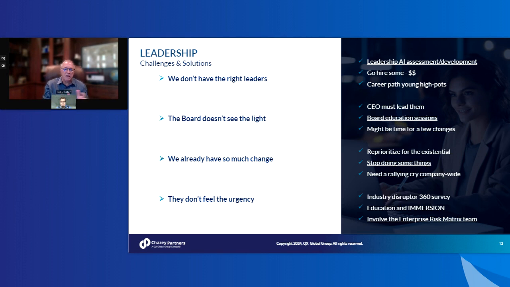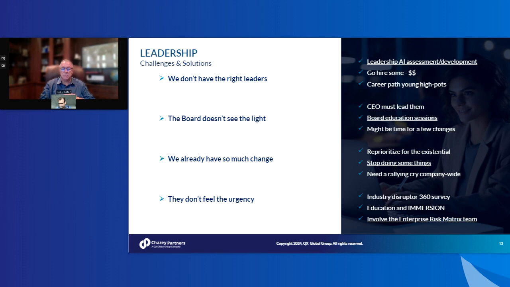So we put together some challenges and solutions, because we hear when we talk to people about these, well, we don't have the right leaders. The board doesn't understand. There's so much going on around this place, and they just don't feel the urgency. So we put together 12 strategies here, or strong recommendations. And we highlighted a couple with some underlining here to really say, these are highly recommended.